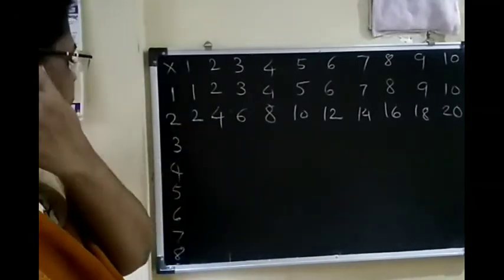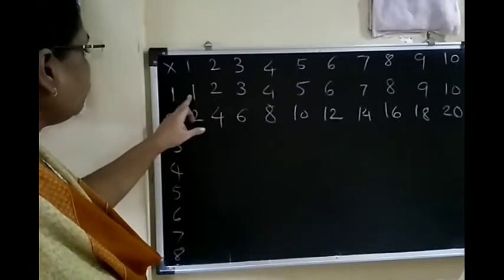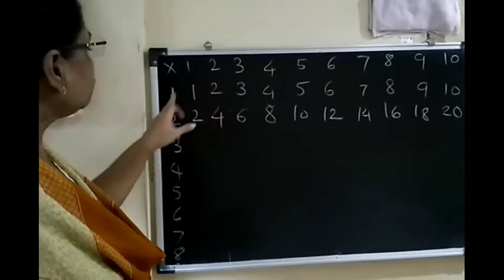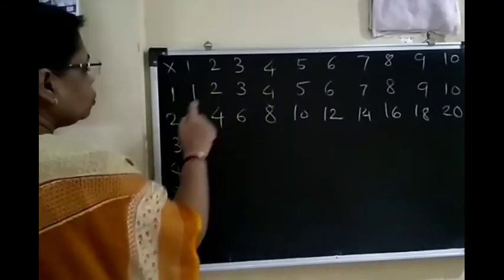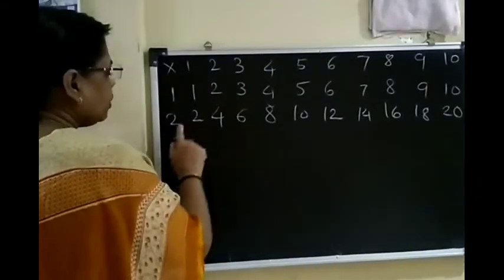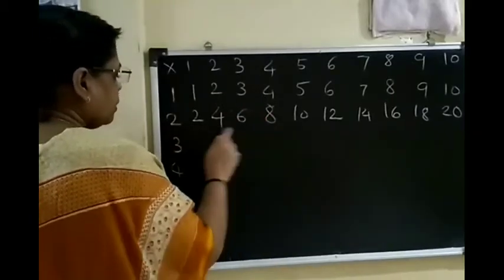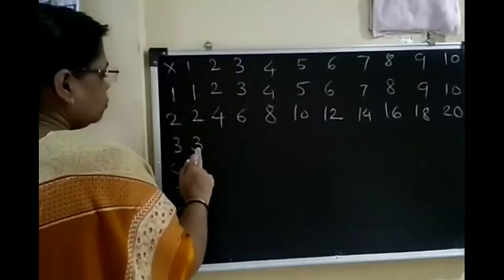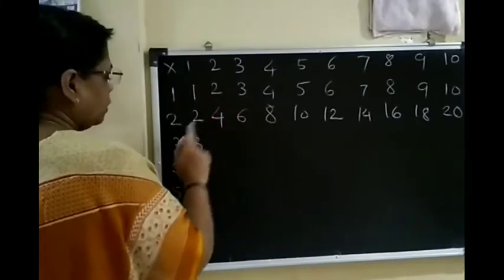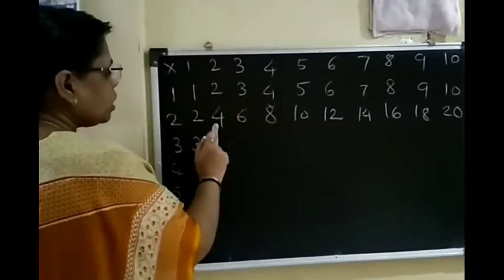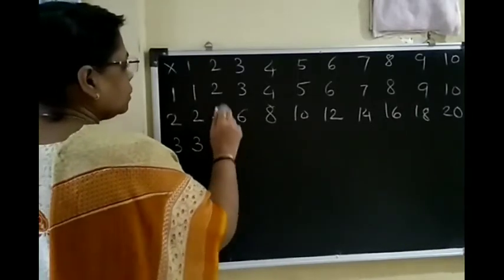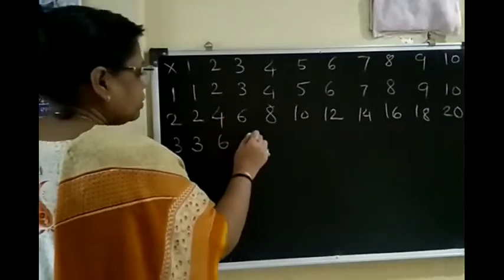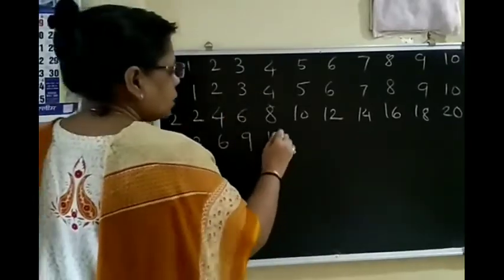All the figures are multiplied by 2, then 3, then 4, then 5, then 6, and then till 8. Go on multiplying. 2 1s are 2, 2 2s are 4, 3 2s are 6, 4 2s are 8. Now 3 3s are, here 2 2s are 4, first of all 3 2s are 6, 3 3s are 9, 4 3s are 12.